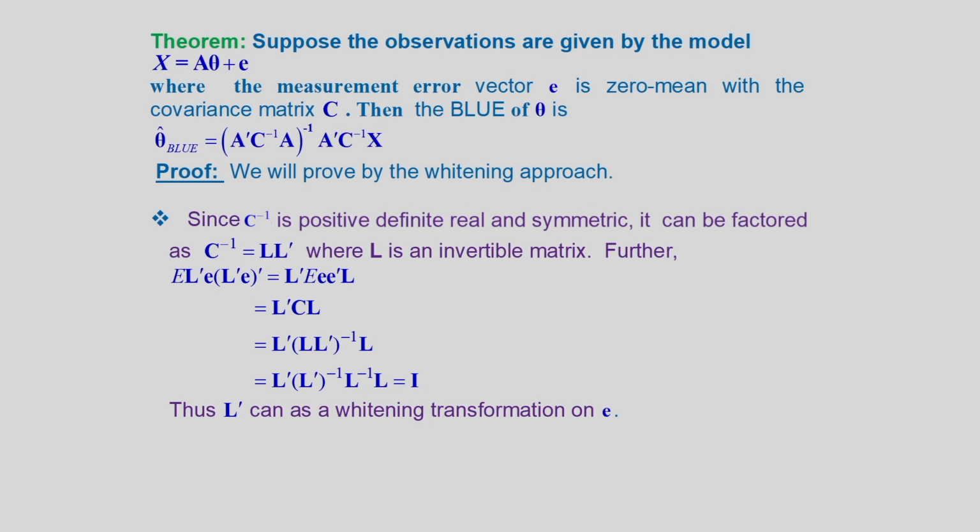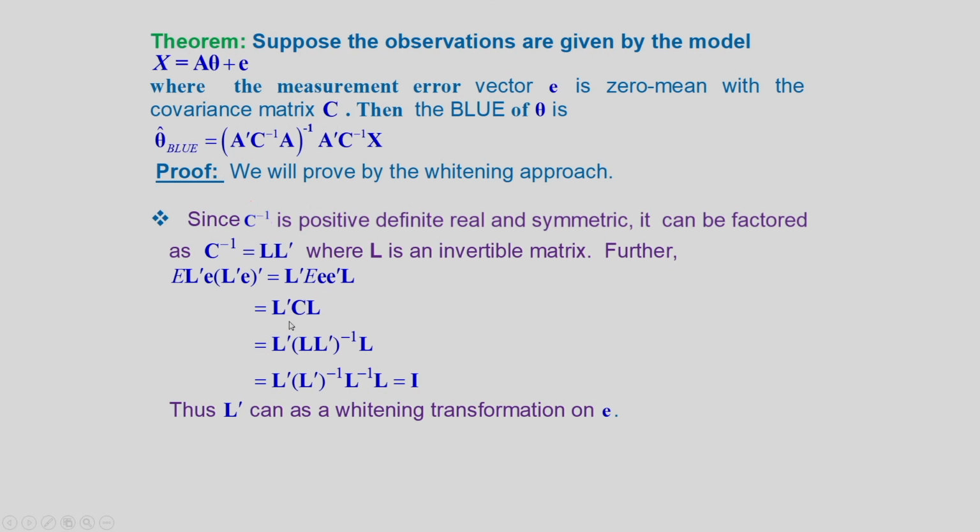Since this C inverse matrix is positive definite, real and symmetric, it can be factored as C inverse equal to L transpose L, where L is an invertible matrix. This is known as the Cholesky decomposition. In fact, one is a lower triangular matrix and the other is an upper triangular matrix. Further, E of (L transpose E)(L transpose E) transpose is equal to L transpose, and then E will take inside E transpose into L, and this E E transpose is equal to C.